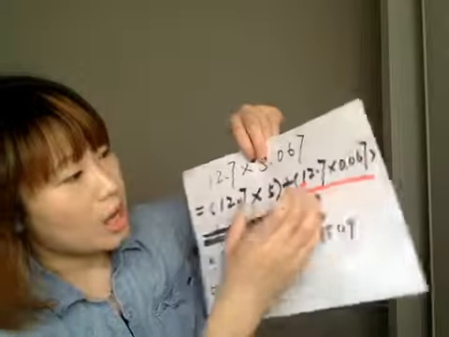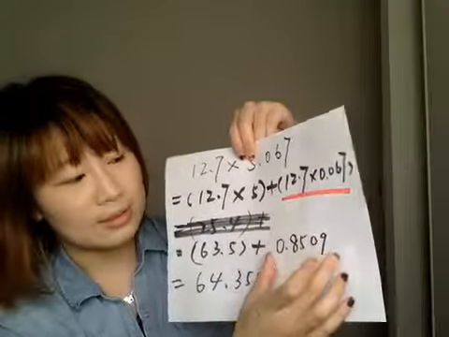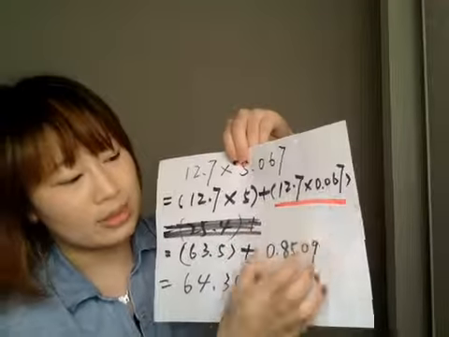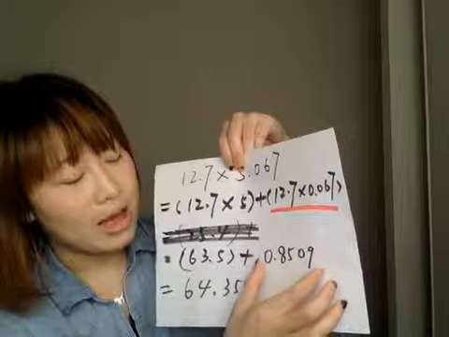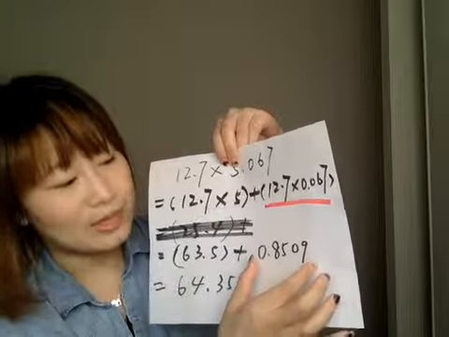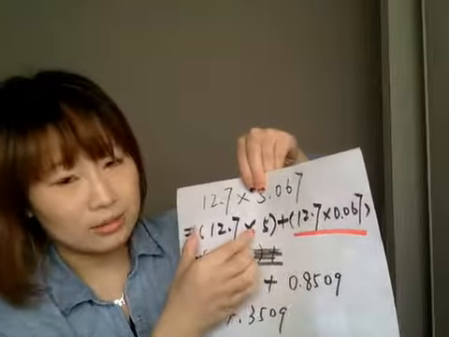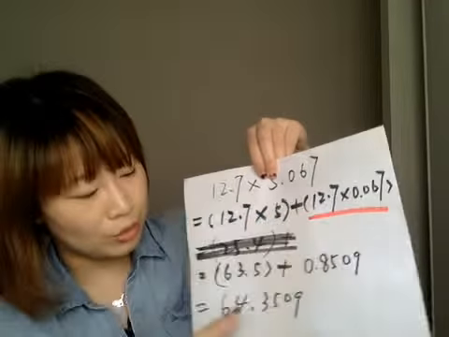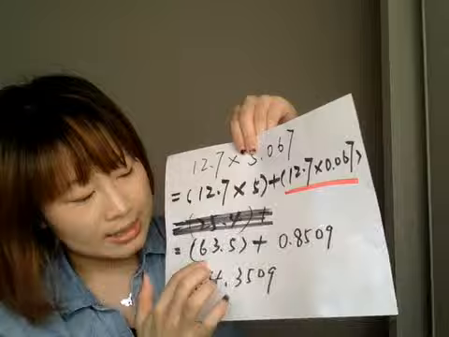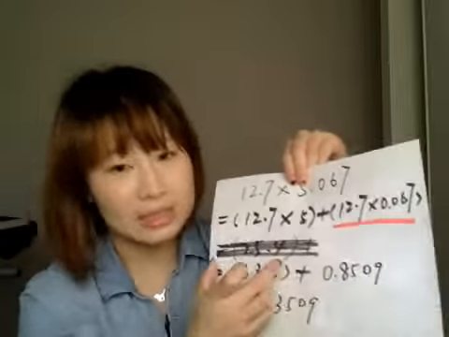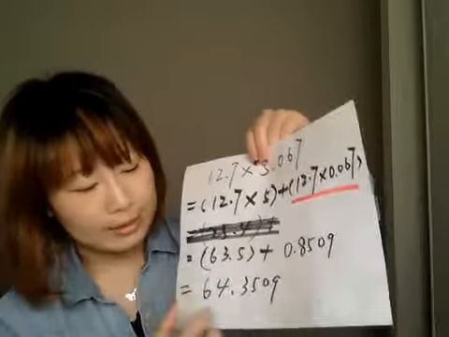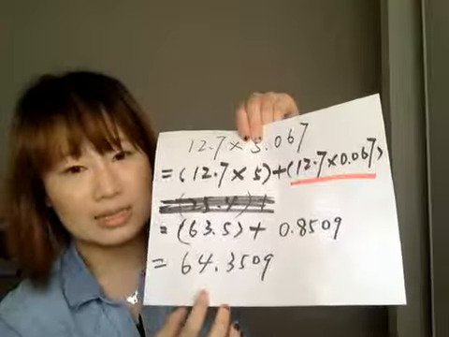So let's return to our example. The second part answer is 0.8509, and the first part answer is easy to get, it's 63.5. So we add these two parts together and we get our final answer, 64.3509. I hope it is easy to see here.